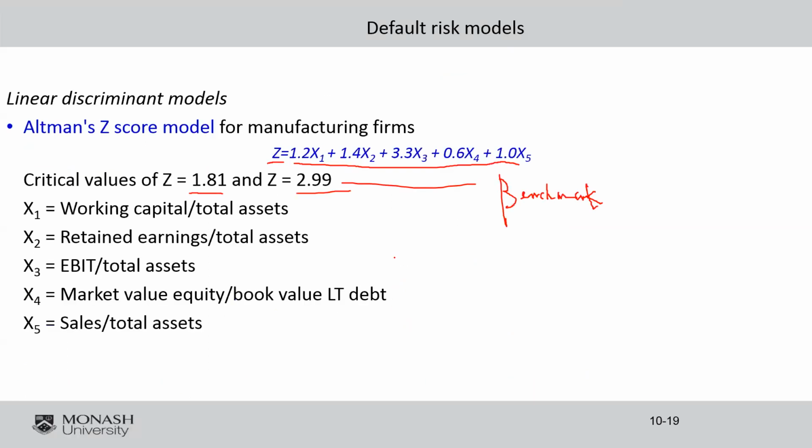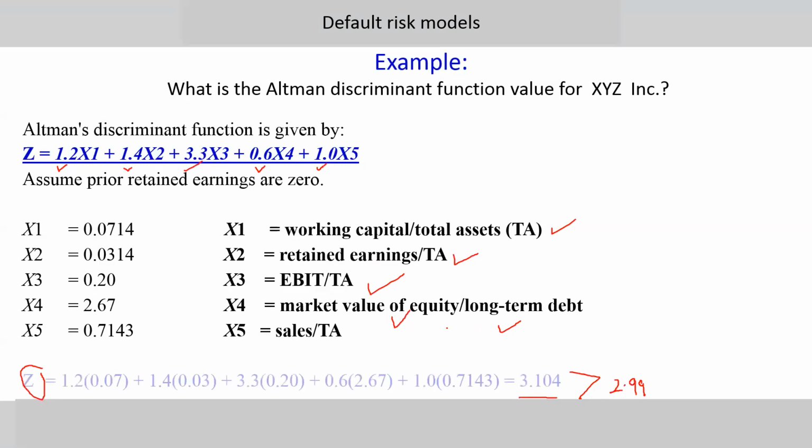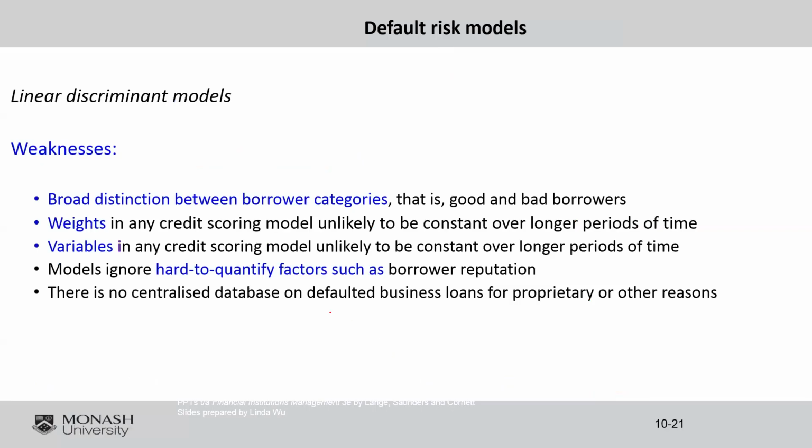As we said here, it should be between 1.81 and 2.99 to consider it. We call it the critical value. But if it is over 2.99, then you accept it. As you can see here, we accept this loan since it's over 2.99. So should we accept the loan? We should accept it. Actually, there are some weaknesses in the default risk models.